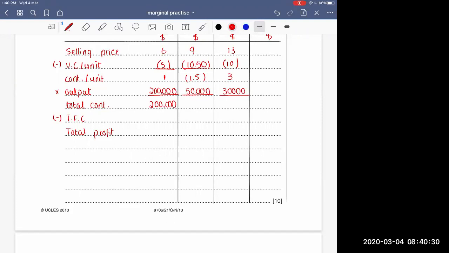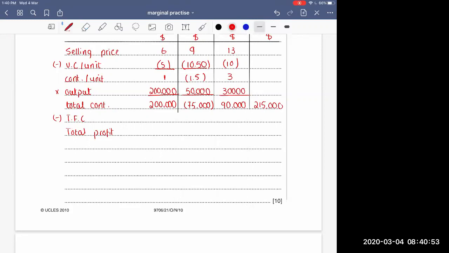Product 947 has a selling price lower than the variable cost. That means contribution is negative 1.5. With the output level of 50,000, there is a negative contribution of 75,000. Total is 200 minus 75 plus 90,000. That makes 215,000. Less total fixed cost.